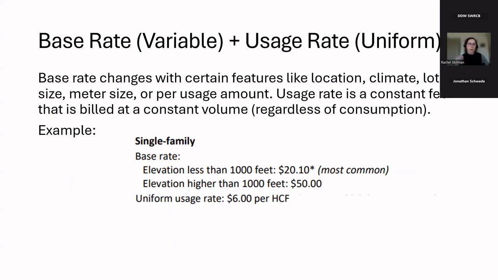You may also have a rate structure with a variable base rate and a uniform usage rate, where the base rate would change based on certain features of your customer class, like location, climate, elevation is one that we see a lot, perhaps the lot size or the meter size, or your usage amount. But then the usage rate would be constant and billed at a constant volume, regardless of how much water is being consumed. And here's an example where the customer would be charged a base rate that was different based on the elevation that they were at, but a uniform usage rate of $6 per 100 cubic feet.